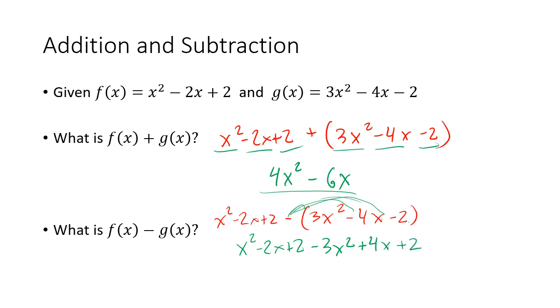So now we can combine like terms again. We've got the x squared and the negative 3x squared. That's going to be negative 2x squared. We've got the negative 2x and the positive 4x. That's going to be positive 2x. And then we've got the 2 and the 2, and they're both positive, so that's just going to be 4. So negative 2x squared plus 2x plus 4 would be the answer to f of x minus g of x.